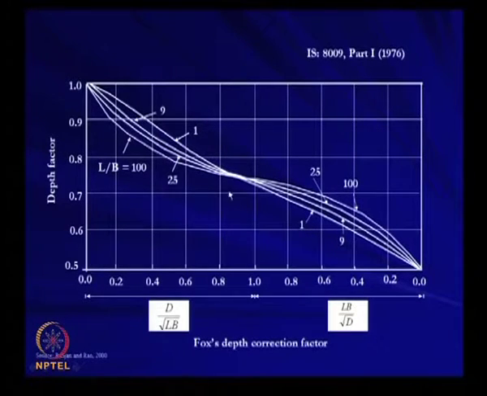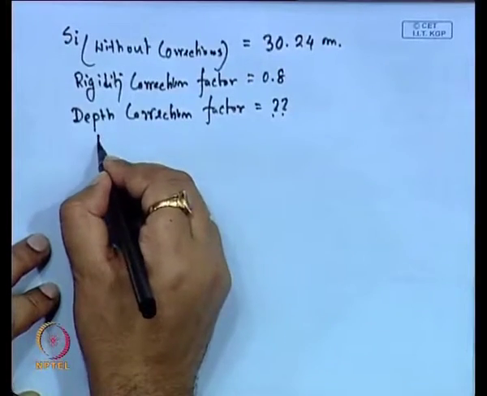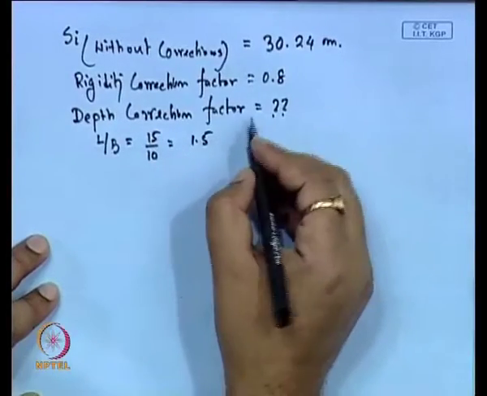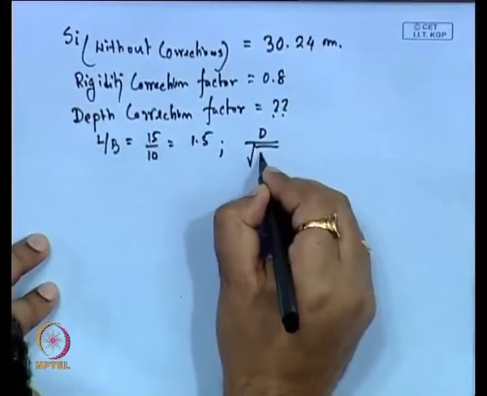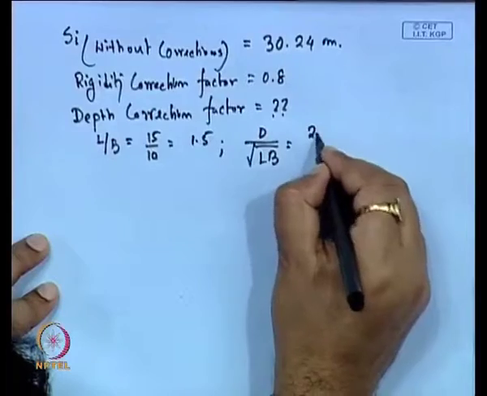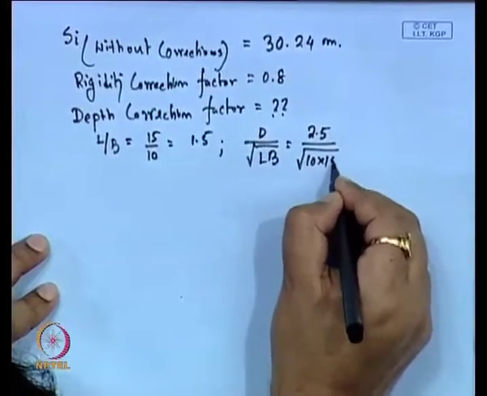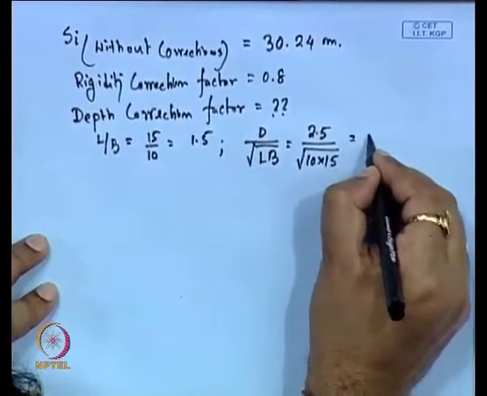If we consider this part, we need the L by B value and we need D by root over LB. Once we get these two values, by using these charts we will get the depth factors. This is called Fox depth correction factors. So to get the depth factor we need L by B, that value is 15 divided by 10, so 1.5, and another is D by root over LB. The D value, Df, is 2.5, and root over L B is root over 10 into 15, so this value is coming 0.2.